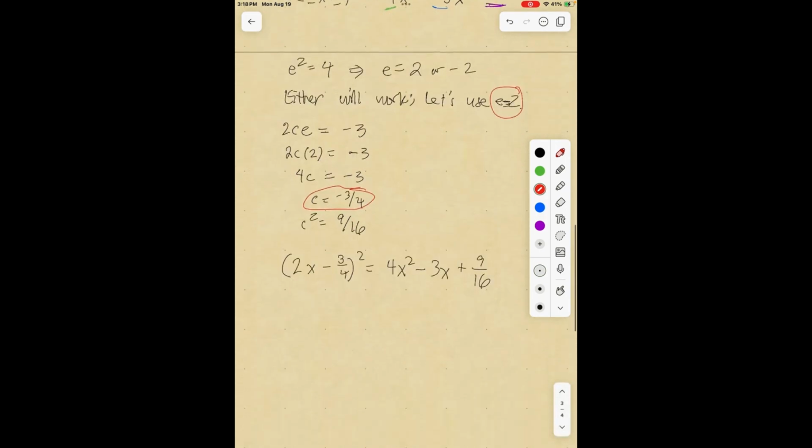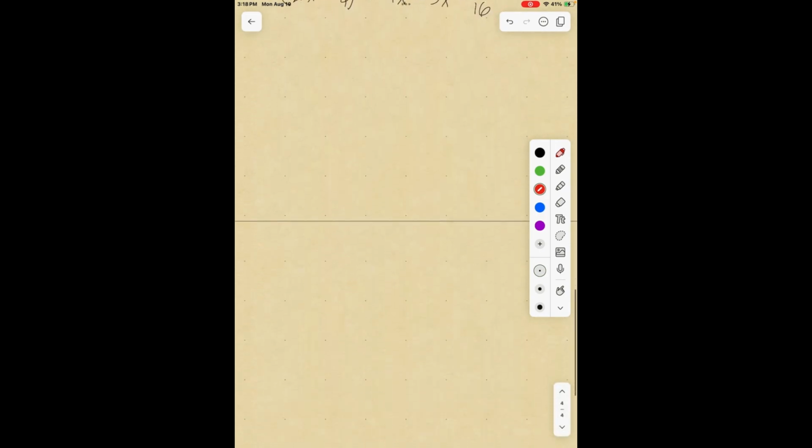So that's completing the square. Oh yeah, before we go on, why is it called completing the square? Let's say that you had x plus 3 in parentheses squared. This is equal to x squared plus 6x plus 9. Now let's draw a little visual of this.